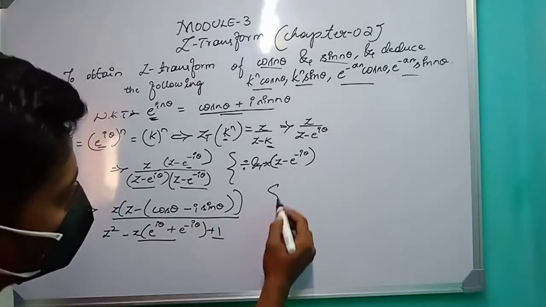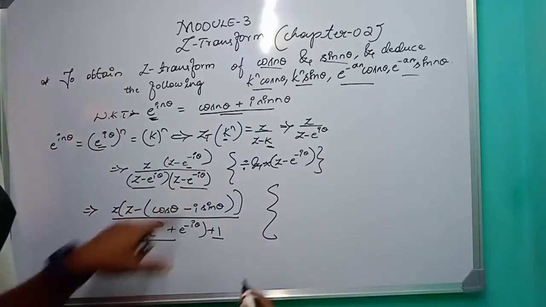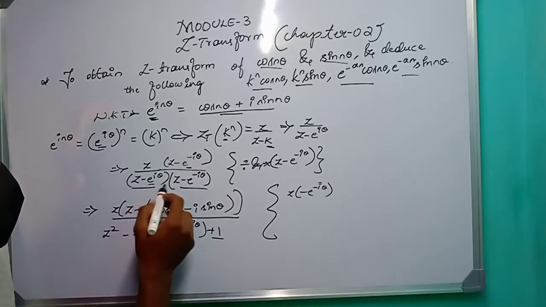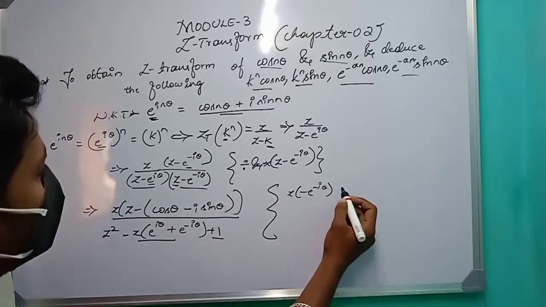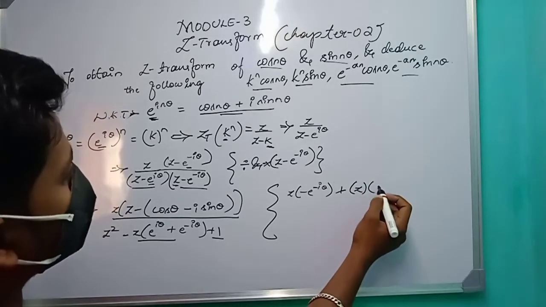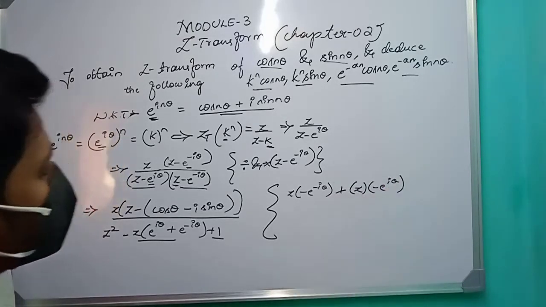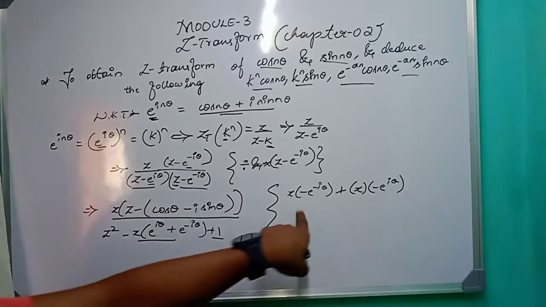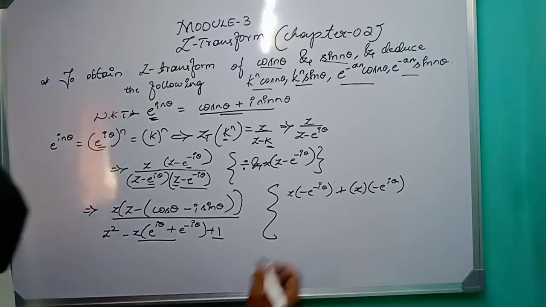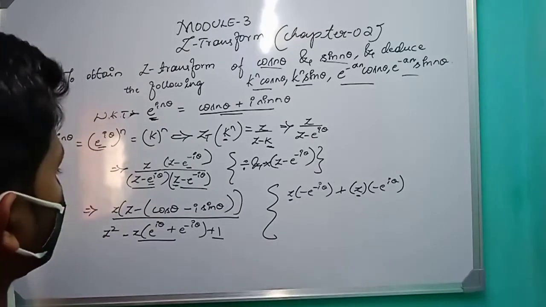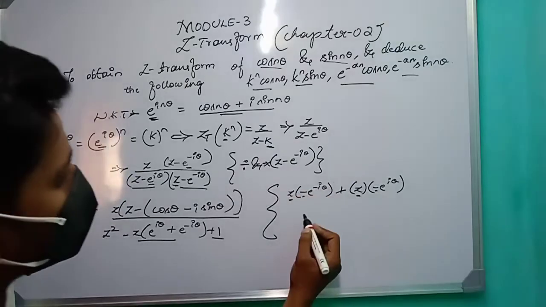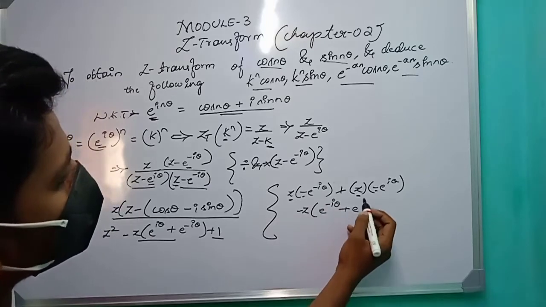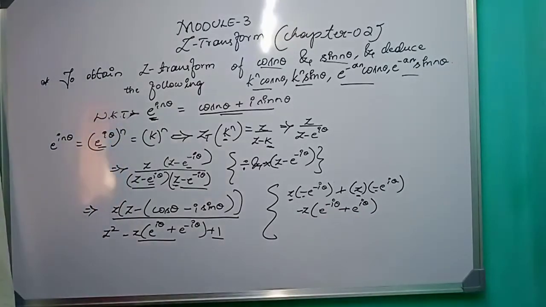In this, z into e^(-iθ) is z into minus e^(-iθ), and e^(-iθ) into z is again minus z into e^(iθ). So z into z is z squared. Z into minus e^(-iθ), and minus e^(iθ). In this, z is common, and the minus sign is also common, so I take it outside: minus z of e^(-iθ) plus e^(iθ). The same thing here.